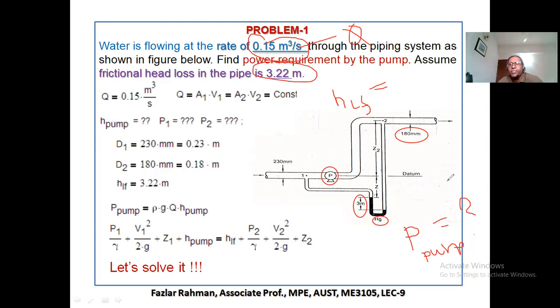Now, how will we figure out the power of the pump? What is the formula? Power of the pump P equals rho G Q into H pump. So if you know the head of the pump, you can figure out the pump power. Now, how will we get the head of the pump? Now you see Q is given. We can apply Bernoulli's equation between point 1 and 2.